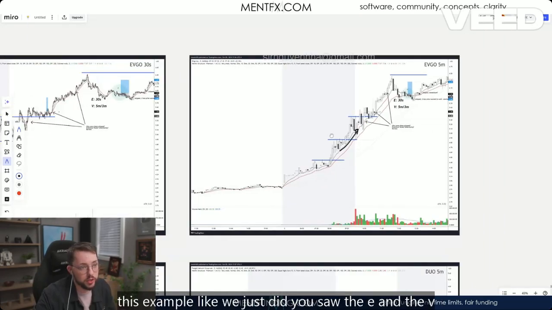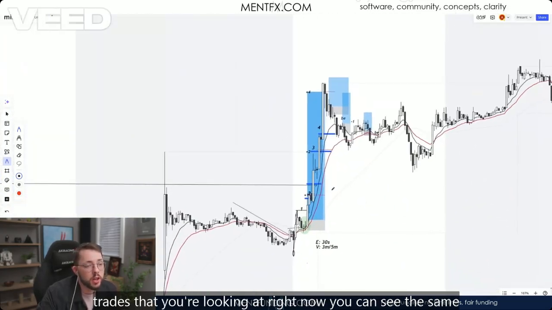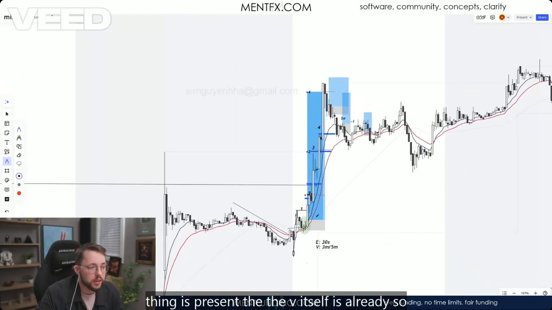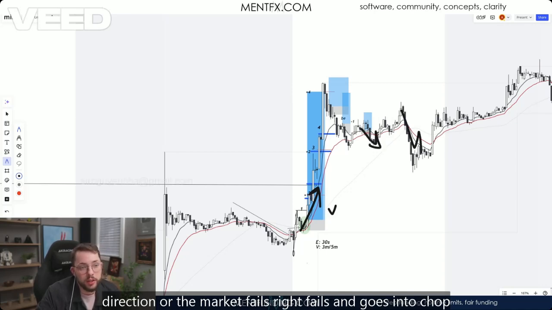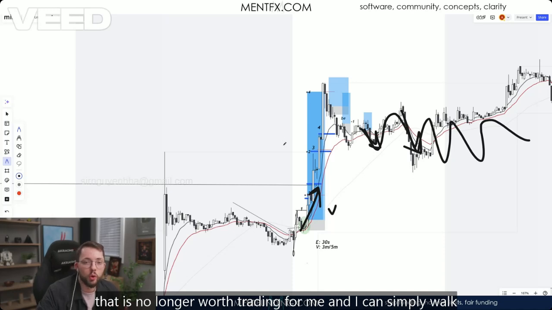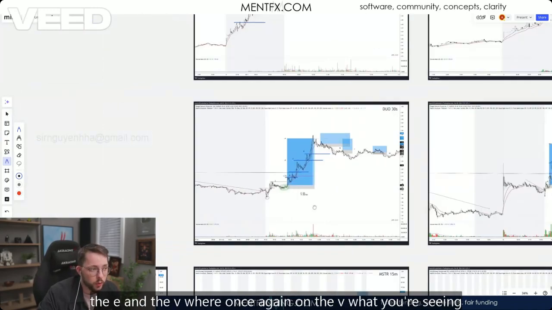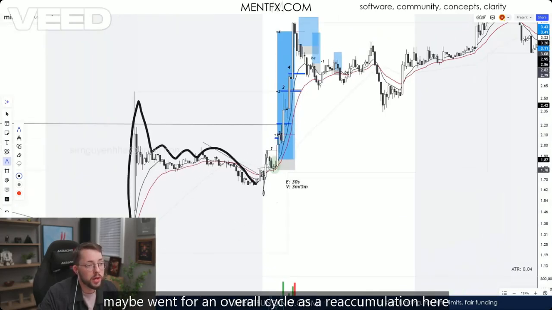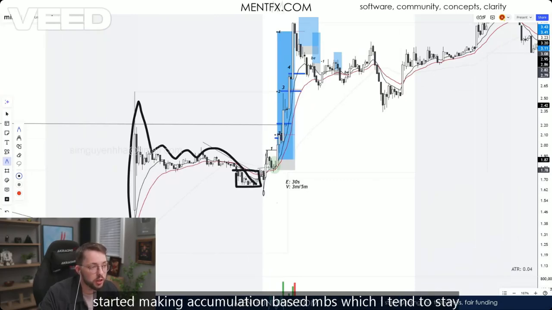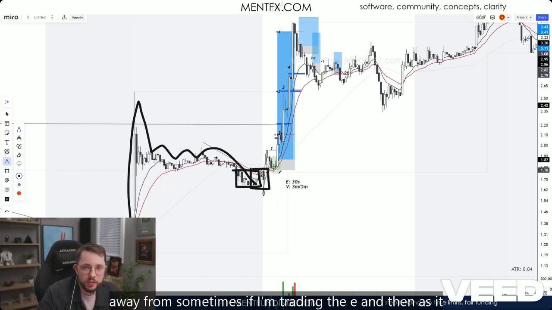So if I look at this example like we just did, you saw the E and the V complement each other very well. Similarly, right here, the trades that you're looking at right now, you can see the same thing is present. The V itself is already so complementary to one side that I either take trades in that direction or the market fails, right? Fails and goes into chop that is no longer worth trading for me, and I can simply walk away. But nonetheless, here's another bridging the gap between the E and the V, where once again, on the V, what you're seeing is price has kind of proven itself, maybe broken down, and maybe went for an overall cycle as a reaccumulation here, started making accumulation-based MBs, which I tend to stay away from sometimes if I'm trading the E.